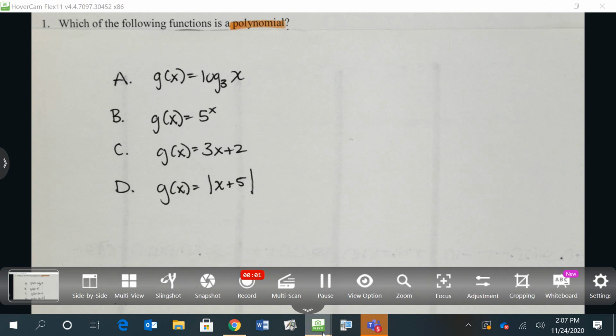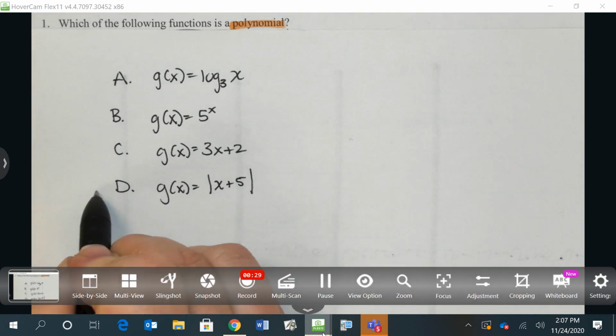Which of the following functions is a polynomial? It's easier to actually answer this question by using a process of elimination. So we know and we have learned that if you're a polynomial, it means it's an equation that does not have a negative exponent, it doesn't have an exponent that is a variable, and it doesn't have absolute value. So it consists of, yes, variables and coefficients, but used in operations like addition, subtraction, multiplication.